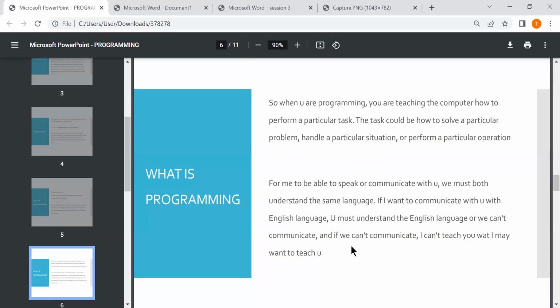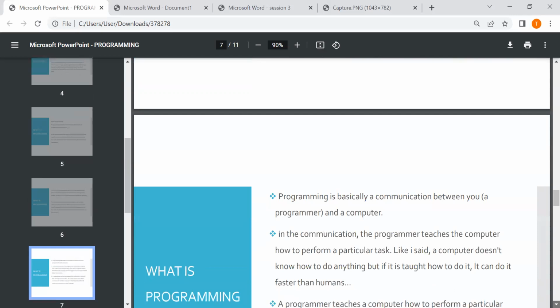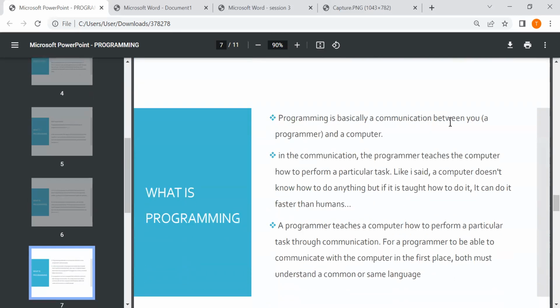You get it? So programming is the field that teaches us how to teach the computer to perform a task. It teaches us how to communicate with the computer. You get it? And in the communication, we teach the computer how to do certain things so that it can assist us. So here I'm saying programming is basically a communication between you, a programmer, and a computer. In the communication, the programmer teaches the computer how to perform a particular task. Like I said, the computer doesn't know how to do anything, but if it is taught how to do it, it can do it faster than humans.